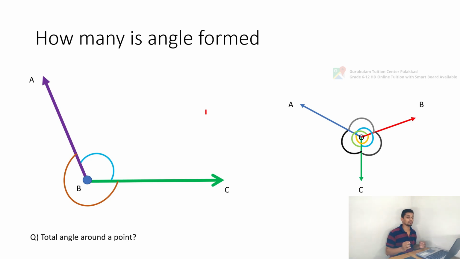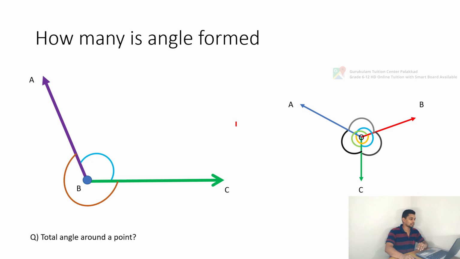And always remember, the angle around a point is always 360 degrees. Angle around a point is always 360, which means if you draw a point here, the angle around it is how much? 360 degrees. That is the concept here.